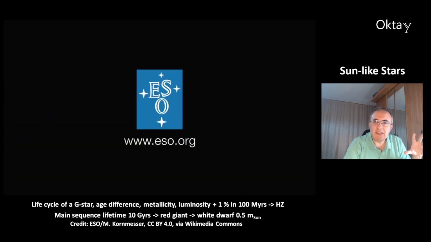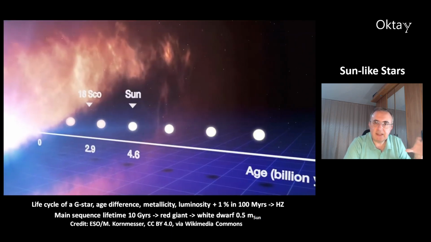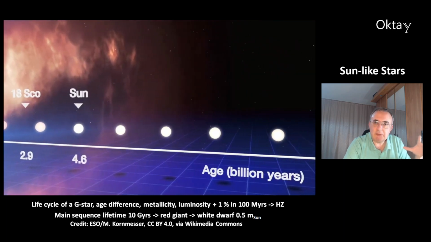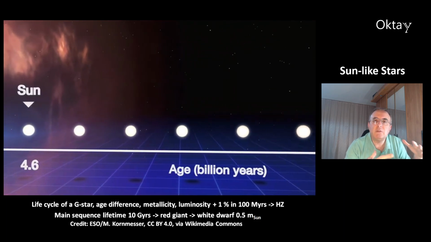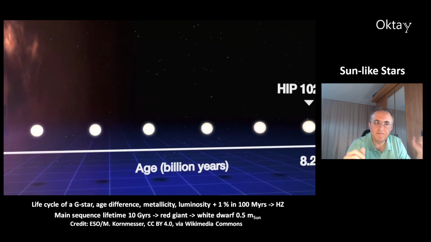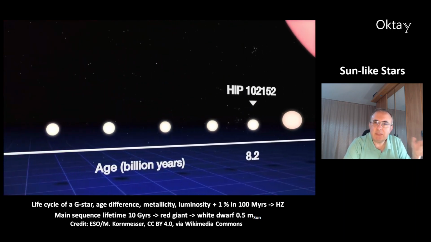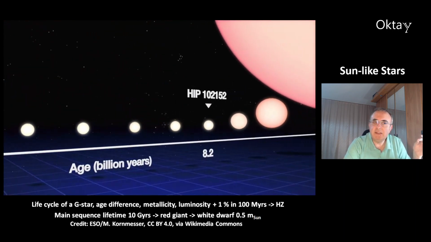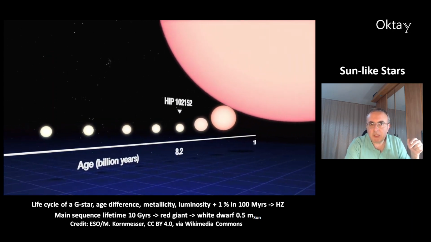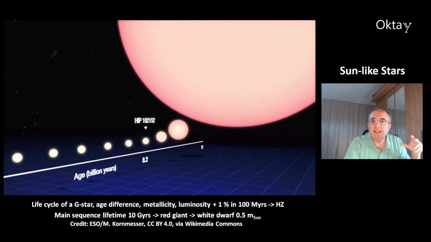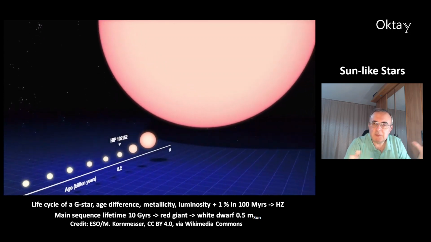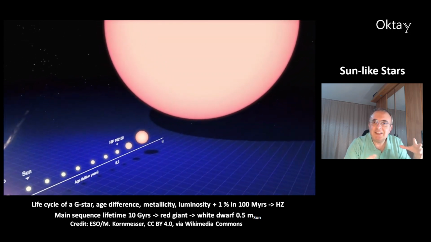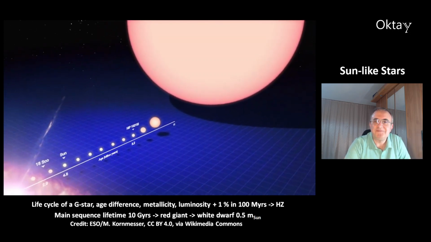Sun-like stars are known for their luminosity increase of 1% every 100 million years. This has an effect on the habitable zone. The habitable zone over time moves slowly further out. The main sequence lifetime of a Sun-like star is 10 billion years. Then they will become a red giant. And then they will lose about half their mass into space, and the other half will become a white dwarf.